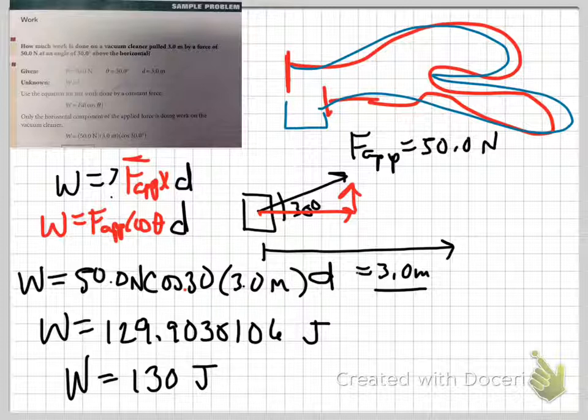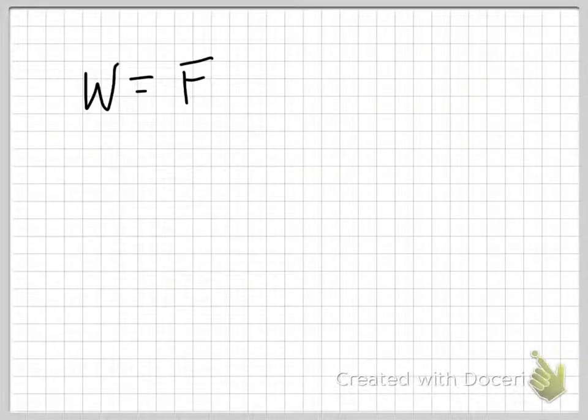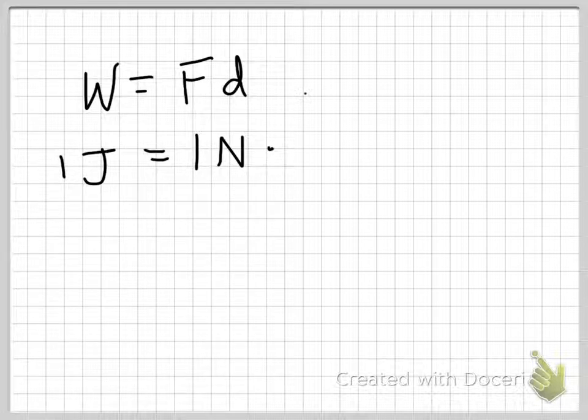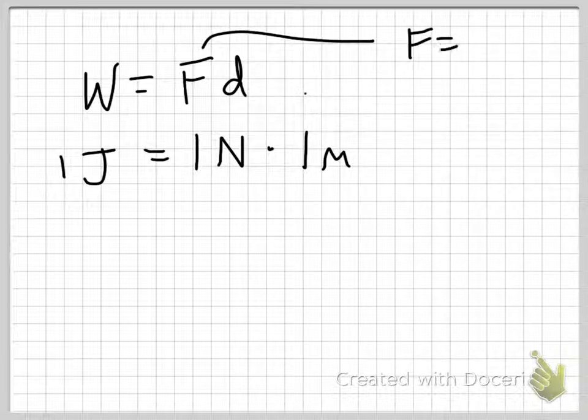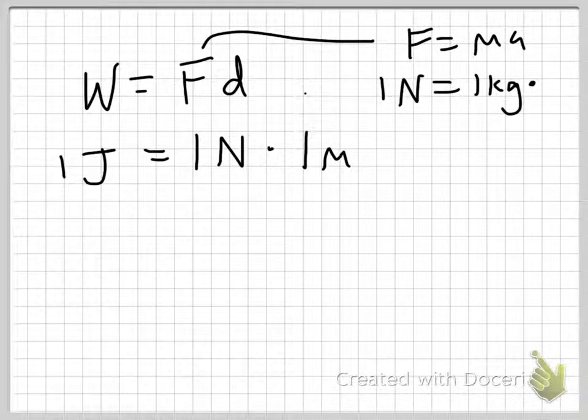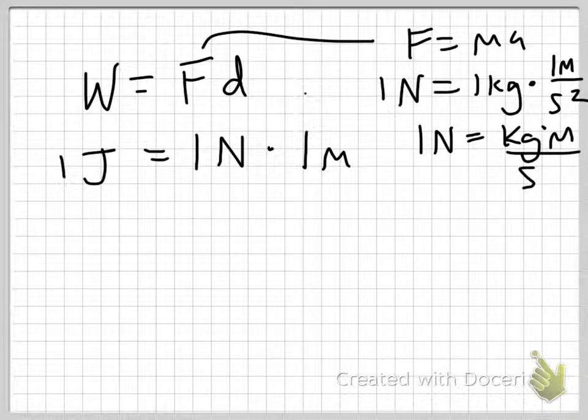Let's really quickly look at the dimensional analysis for joules and what a joule is. A joule is obviously a derived unit. Work equals force times distance, so 1 joule is 1 newton times 1 meter. So a joule is a newton meter. What's a newton? Kilogram meter per second squared, because if we remember, F equals ma, so 1 newton equals 1 kilogram times 1 meter per second squared.